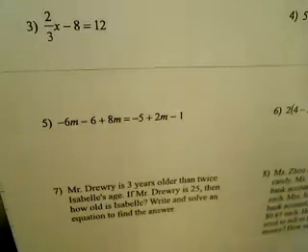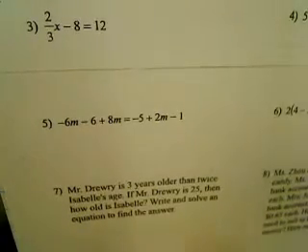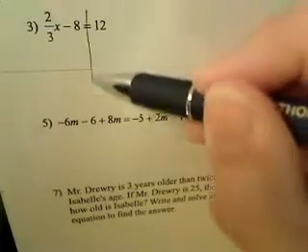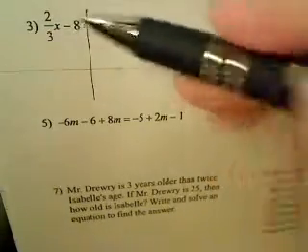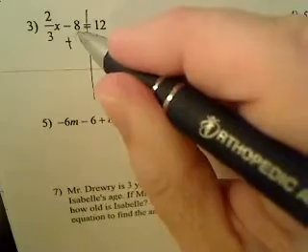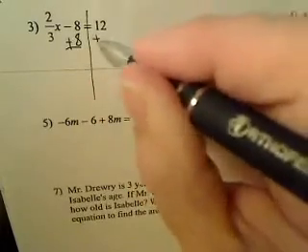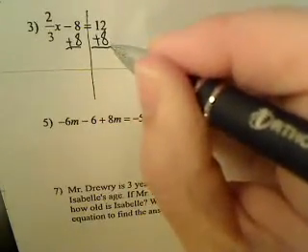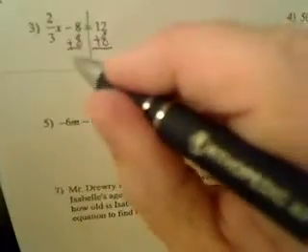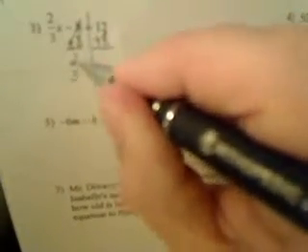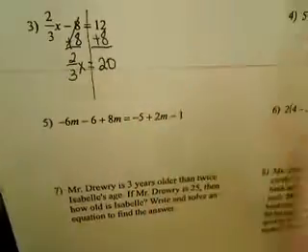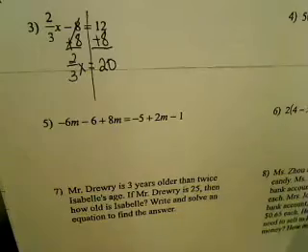Okay, for number 3, we want to do the inverse of adding or subtraction. So I'm going to add 8 to both sides. I'm going to add 8 on this side, and I'm going to add 8 over here. So that is going to give me, those cancel, and I have 2/3 X equals a 20. Because 12 plus 8 is 20.